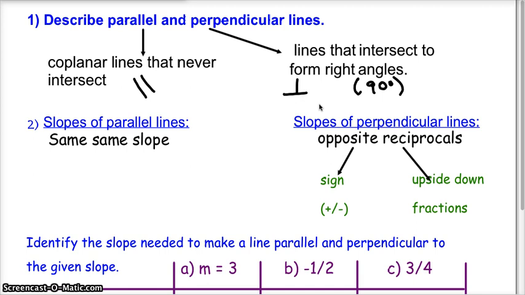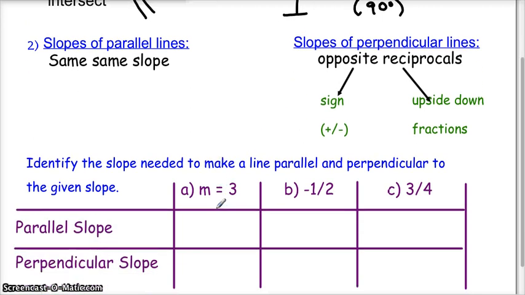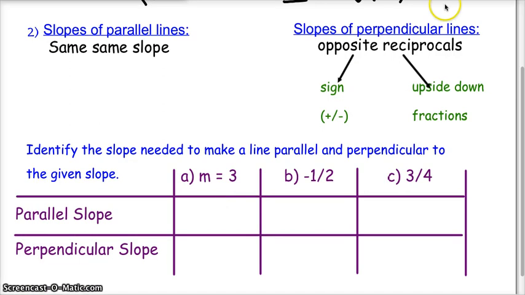Slopes of parallel lines. Slopes of parallel lines are the exact same. So for instance, if you were given a slope of 3, the line parallel to it would have a slope of 3. If you had a slope of -1/2, the slope parallel to it would be -1/2. And if you had a slope of 3/4, the slope parallel to it would also be 3/4. The idea is that because the lines will never touch, their rise and their run must be the exact same in order to keep it so they won't ever intersect.